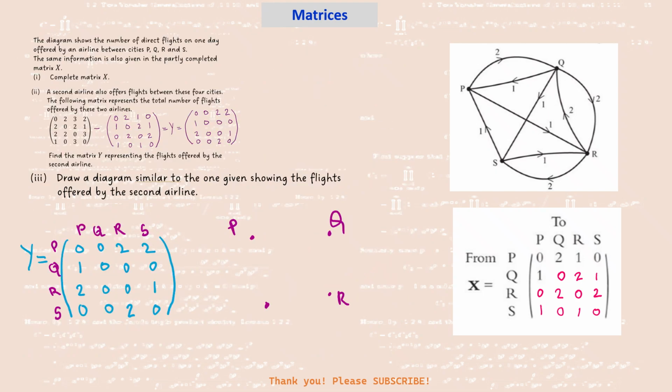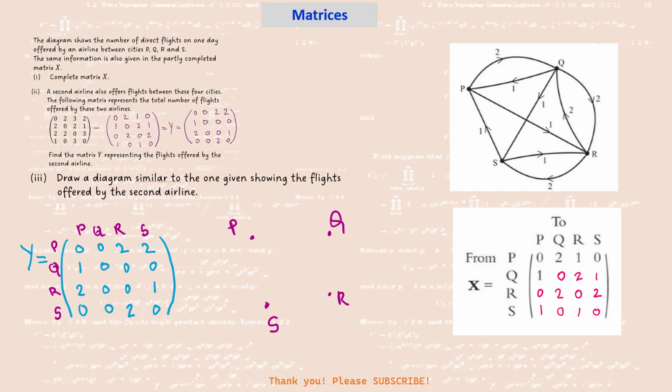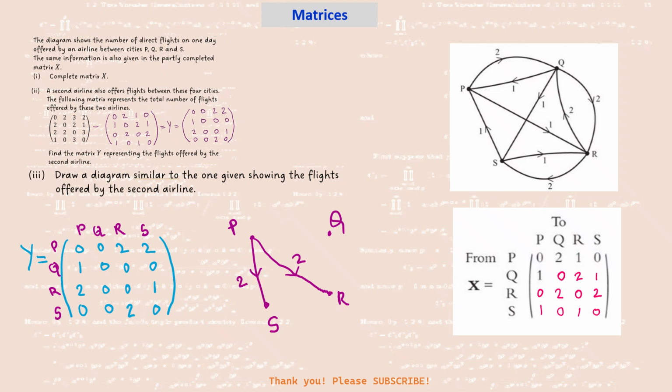To draw that, we put in 4 points, P, Q, R, and S, and I write Y in this format, row and column P, Q, R, and S, and then we can do our drawing. So P to P is always 0, and P to Q is also 0, so no direct flights from P to Q. P to R is 2, so I need to draw the P to R, and that is 2. And then I need to draw P to S is 2, so P to S would be 2.